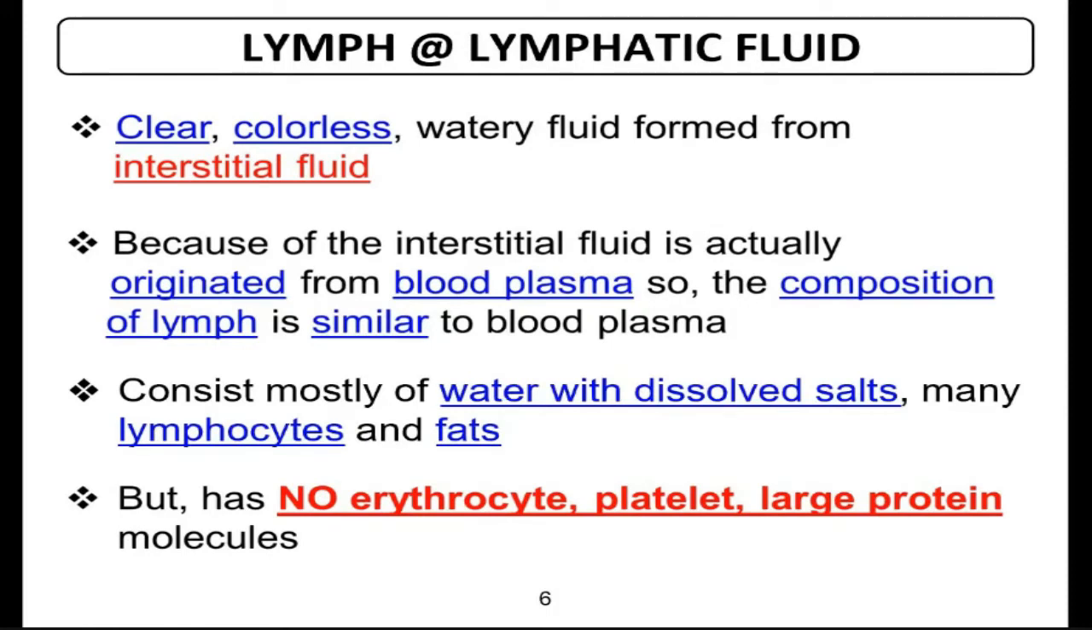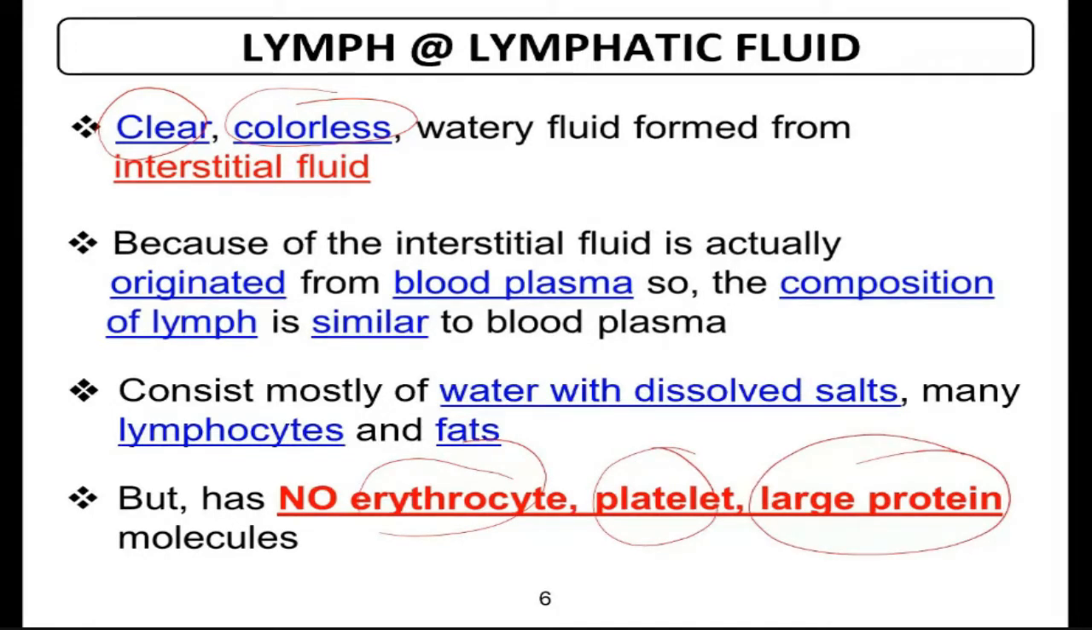Learn about lymphatic fluid first. The lymph is a clear, colorless, watery fluid from interstitial fluid, because the interstitial fluid actually originated from blood plasma. Darah kita ada erythrocyte, blood plasma and the platelet. So the composition of lymph is almost similar to blood plasma except for erythrocyte, platelet and large protein. Okay, tidak ada erythrocyte, platelet and large protein.